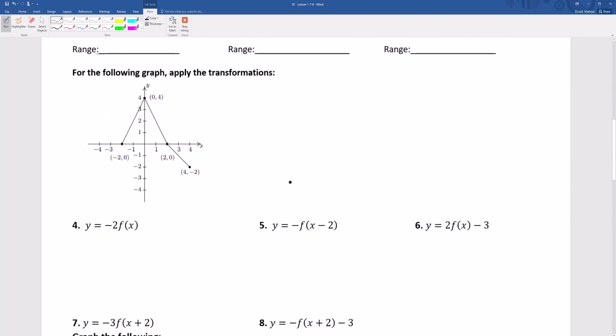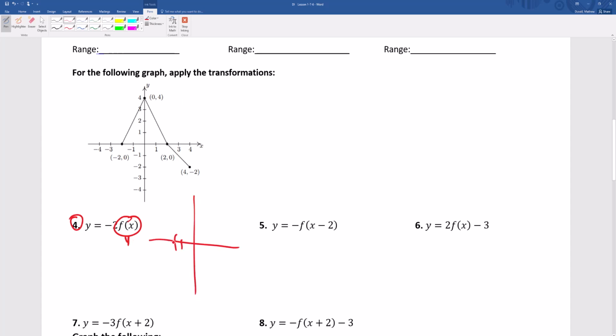For the following, apply the transformations. So I'll just kind of draw on a few of them, so I'll make this one red. So negative, so it's going to reflect -2. And then this we have to consider it our y. So I'm like multiplying my y by -2.